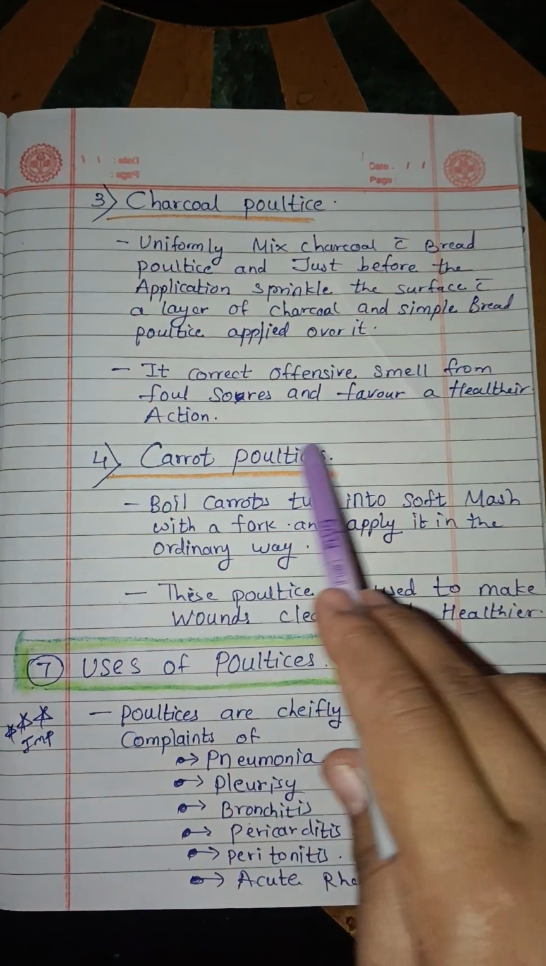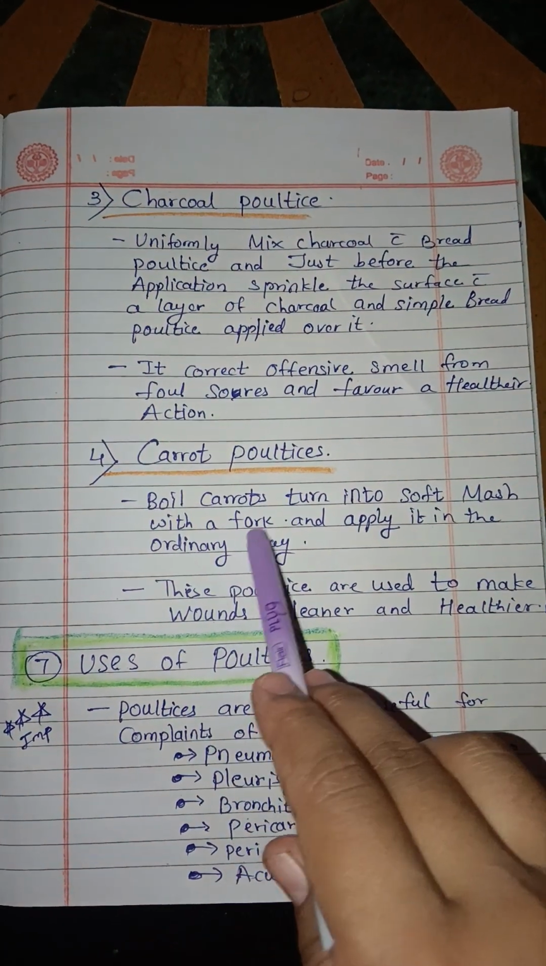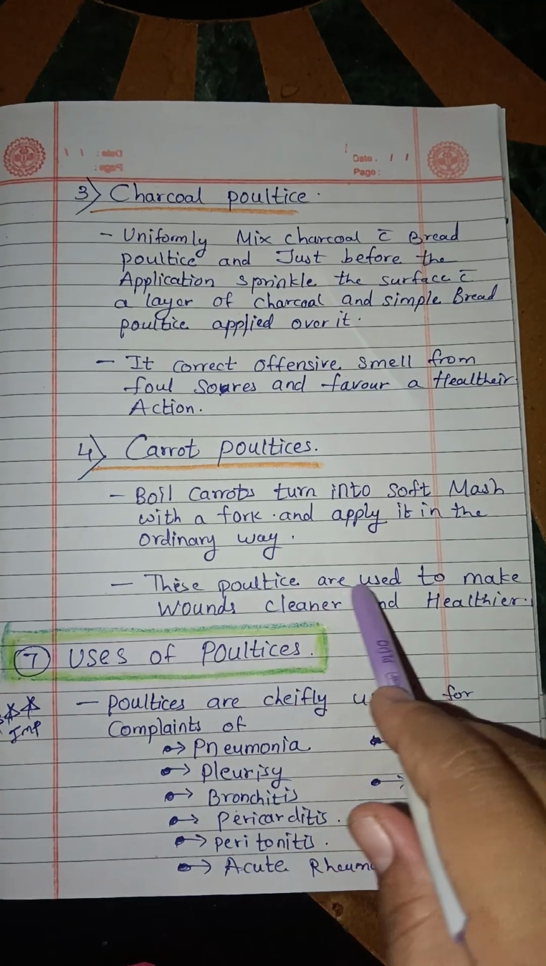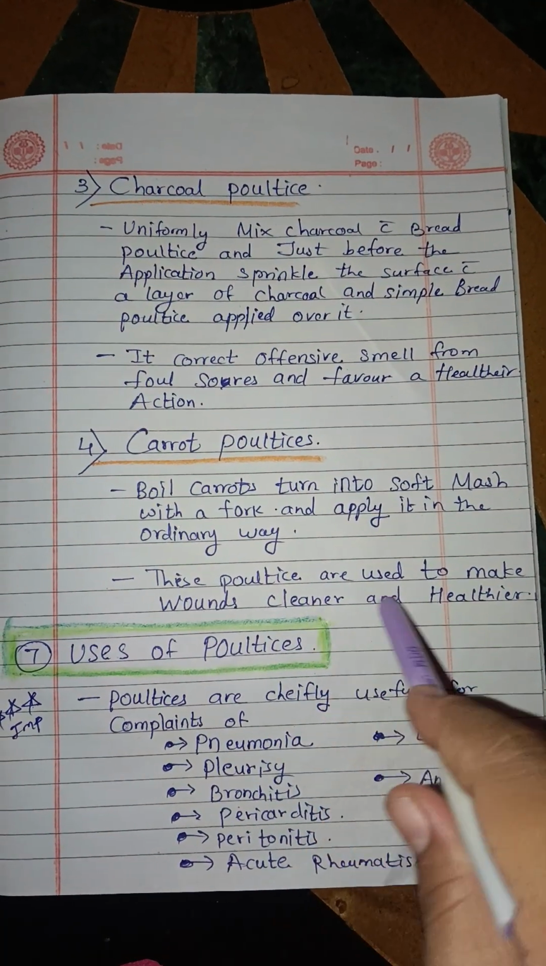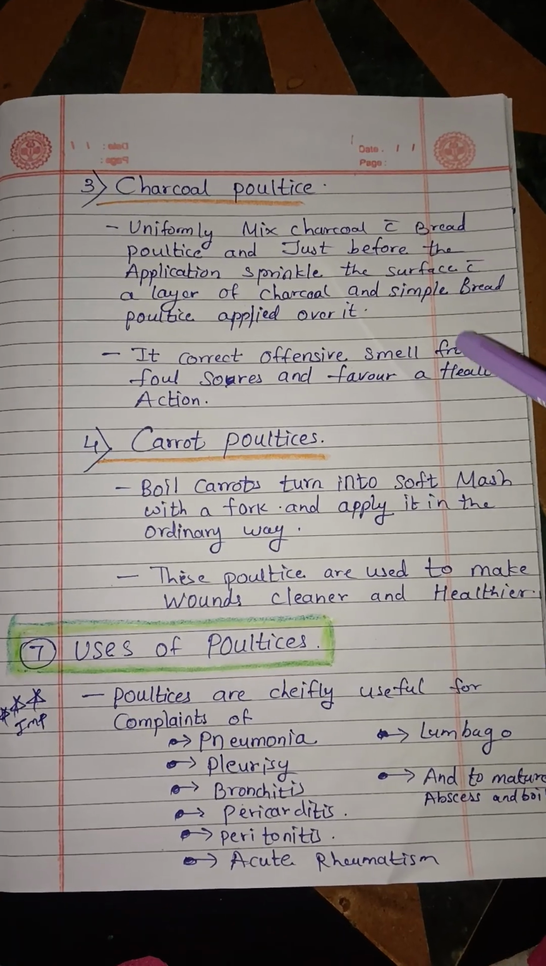The next type is carrot poultice. Boil carrot, turn it into a soft mash with a fork and apply it in the ordinary way. This poultice is used to make the wound cleaner and healthier. So these were the types of poultice, or you can say varieties of poultice.